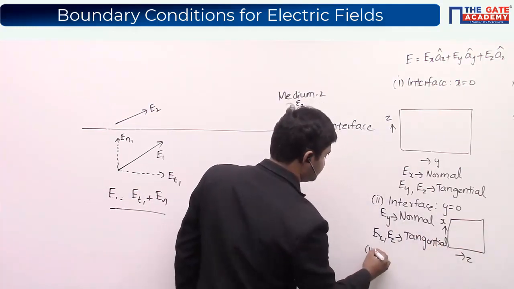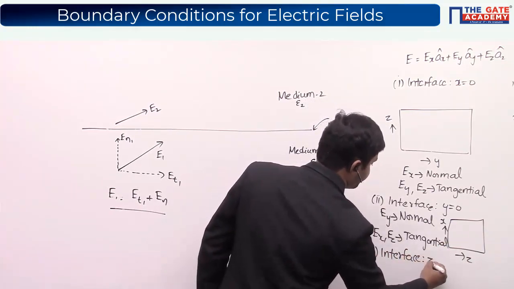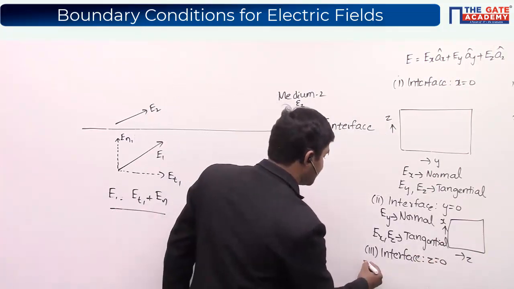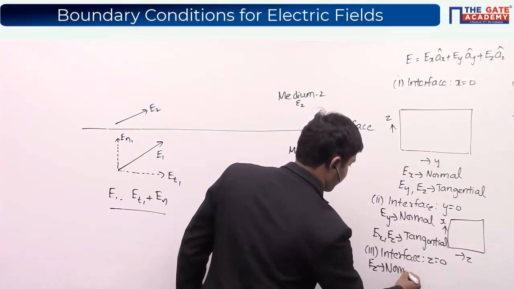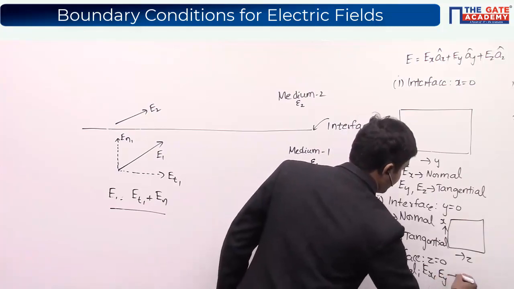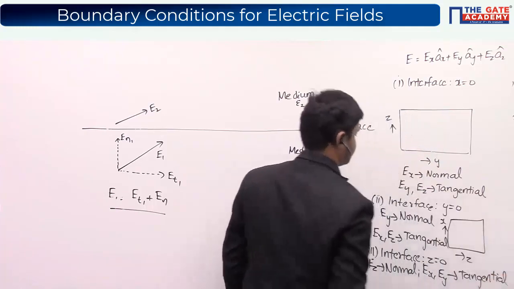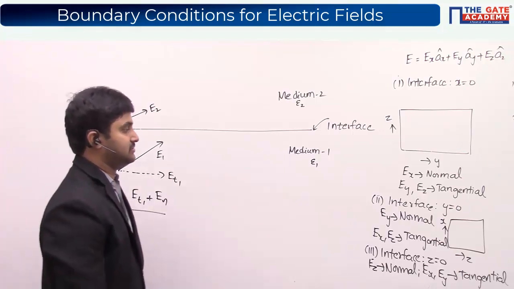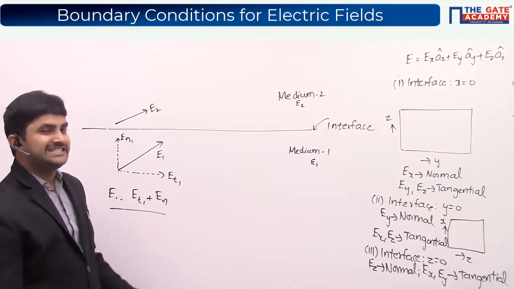And the third one, if the interface is z equal to 0, then Ez will be the normal component, and Ex, Ey would be the tangential components. So please note down till here.